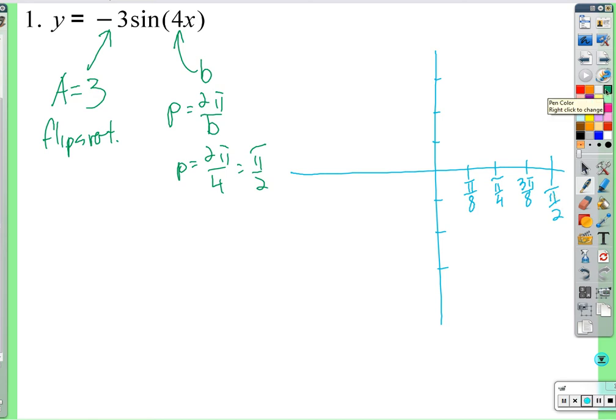We're going to trace out a sine wave that's upside down and has an amplitude of 3. 3 down, negative 3, here's the midline. So it would normally go like this, but it should go like this. I don't know why I keep saying cosine. Starts here on the midline, down to minimum, up to midline, up to maximum, and down to the minimum. And there we go. Upside down, amplitude of 3, period of pi over 2. Got all those things taken care of.